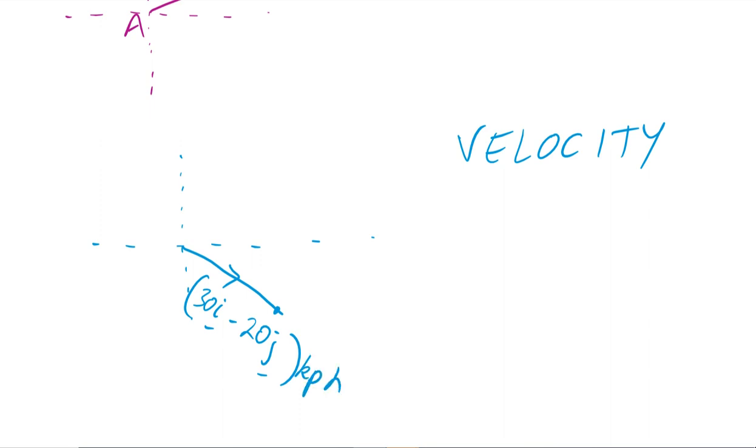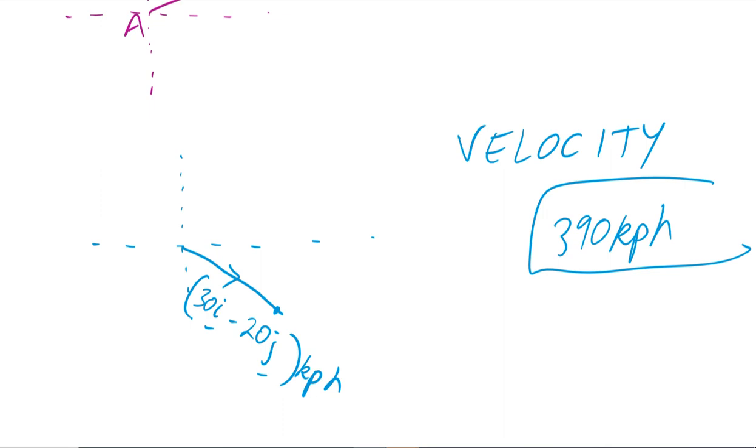We also know that the aircraft can maintain a steady speed. We don't put that on our diagram just yet, but we know it has a speed of 390 kilometers per hour. So let's just leave that to the side. That's the speed of the plane.